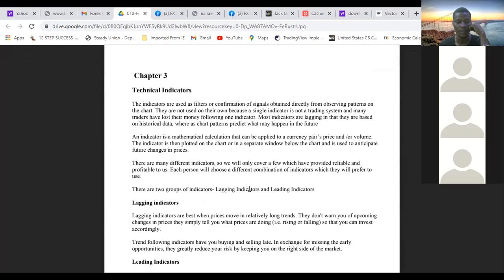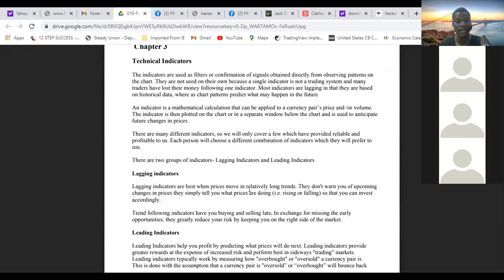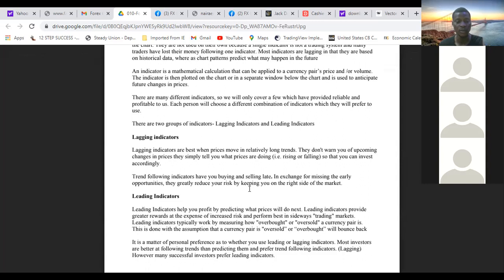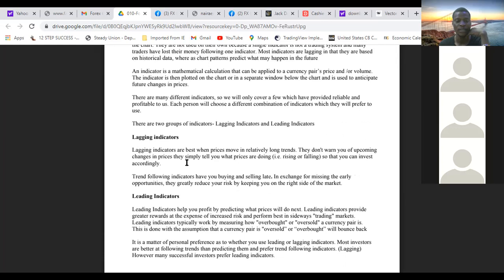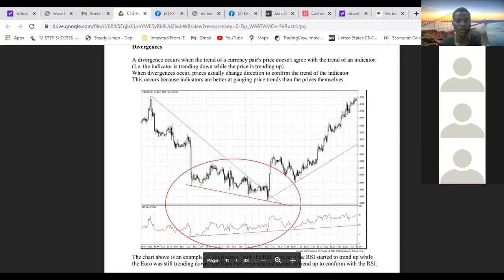Technical indicators, we've been talking about technical indicators, and we said some traders don't like some technical indicators because they lag. So we have two types actually: the leading indicators and the lagging indicators. I think the oscillator is under the leading indicators, which tells us oversold and overbought. We discussed that. And then the moving averages are under the lagging indicators. The trend indicators are under the lagging indicators.